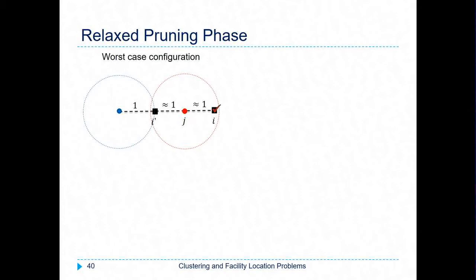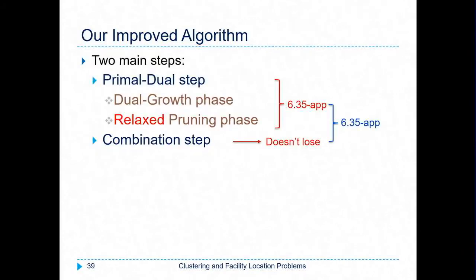Before you go on, the combination phase where you don't lose anything, does this trick also work for k-median? Yeah, I mean Euclidean k-median. Euclidean. So that's how you get an improvement there? Yes.